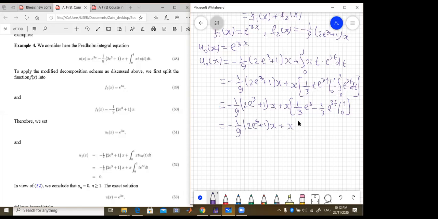So plus x, 1 over 9. Is this correct? 1 over 9, 1 over 9, 2e cubed plus 1. If I calculate correctly, when I have 1 over 9, 1 over 9, but here we have 1 over 3. There is a 1 over 9.